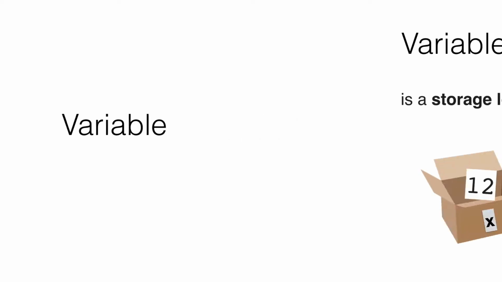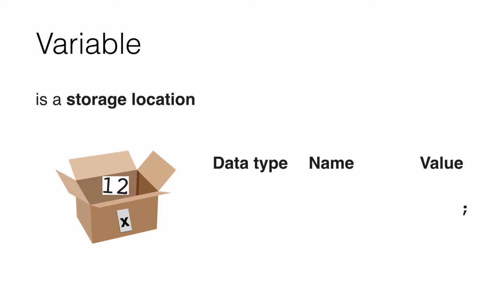A variable is a storage location in programming. You can think about it as an empty box that holds a value. In this case, we have a box called x, and we put a number 12 to store inside the box. In programming, we can write it as int x = 12;, where int is a data type, x is the given name of the variable, and 12 is an integer value that we assign to x.